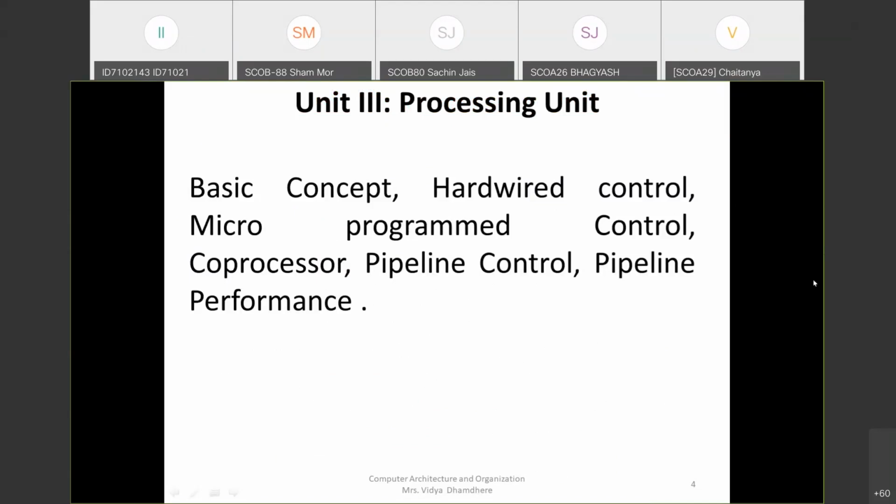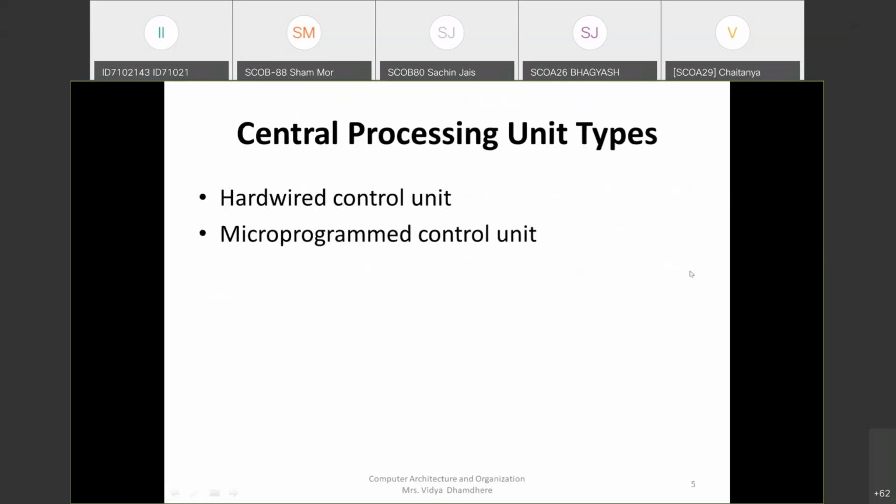Okay, in yesterday's lecture, we saw the basic concepts of the processing unit. In that, we saw the basic blocks and functional units of the processing unit. Each block involved in the processing unit, we saw in detail. Now, in this lecture we are going to see processing unit types. In central processing units, there are mainly two types. First one is hardware control unit. Second one is microprogram control unit. Out of that, in this lecture, we are going to see hardware control unit.